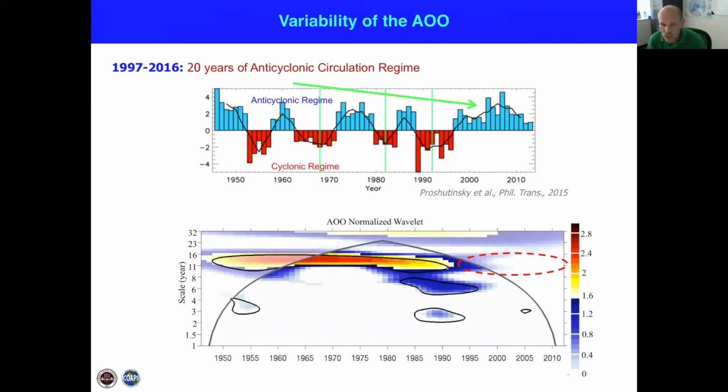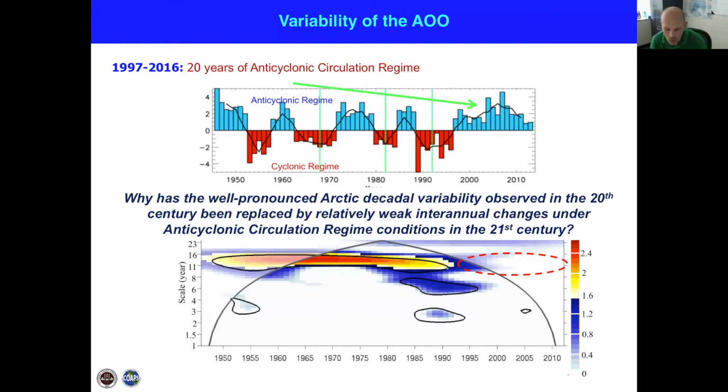However, something changed in the system, and in the 21st century, we don't see quasi-decadal variability of the Arctic Ocean Oscillation Index. As you can see in this time series, the Arctic Ocean has been dominated by the anticyclonic regime during the 21st century, which is more obvious in the wavelet analysis. You see there is a very strong quasi-decadal signal in the 20th century, but it is absent in the 21st century. So the question is, what has happened with the Arctic climate system? What caused the cessation of the quasi-decadal variability in the Arctic Ocean North Atlantic climate system?